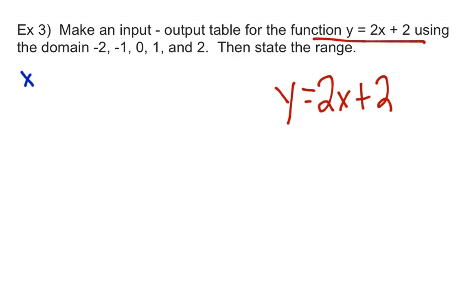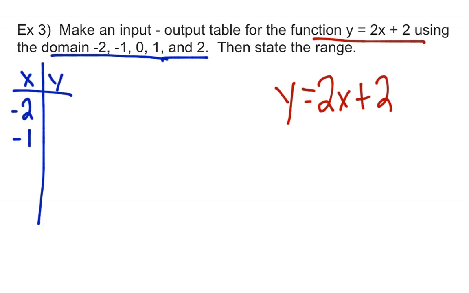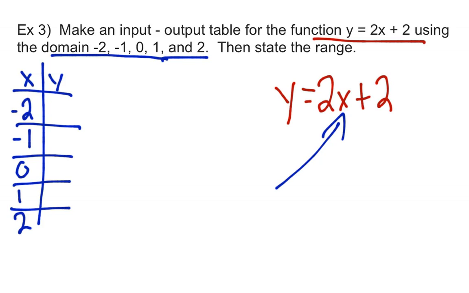Okay, well that's just my xy table. Instead of doing it horizontally this time, I'm going to choose to do it vertically. It really makes no difference which way you choose it. Okay, my x's. They're telling me the x's. The x's are these numbers, the domain. So I have to write that in. Negative 2, negative 1, 0, 1, and 2. And one at a time, I'm going to plug these 5 numbers into the equation for x, and then I'll solve and figure out what y goes with it.